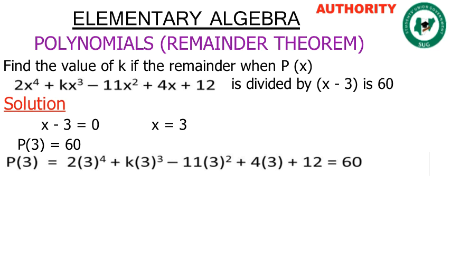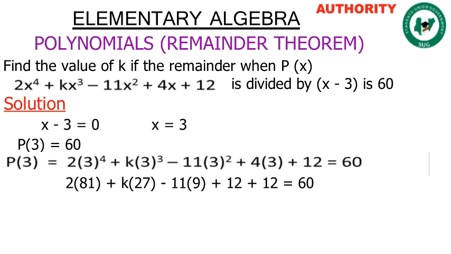Now let's solve. We have 2 times 3 raised to the power 4, which is 3 times 3 times 3 times 3. 3 times 3 is 9, 9 times 3 is 27, 27 times 3 is 81. So 3 raised to the power 4 is 81. Plus k times 3 raised to the power 3, which is 27. Then minus 11 times 3 raised to the power 2, which is 9. Plus 4 times 3, which is 12, plus 12 is equal to 60.